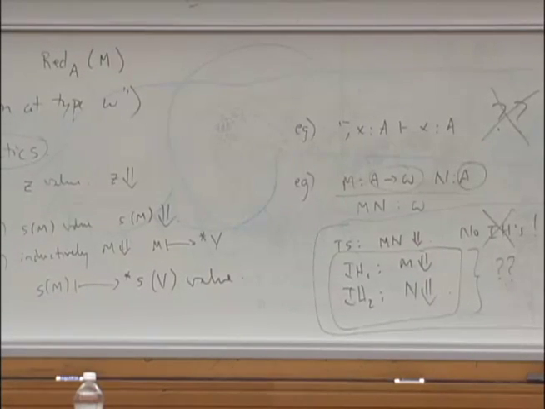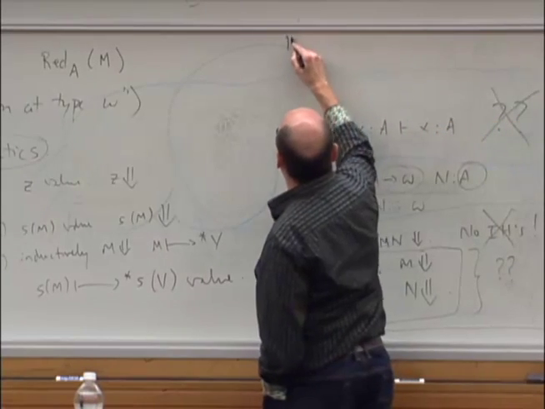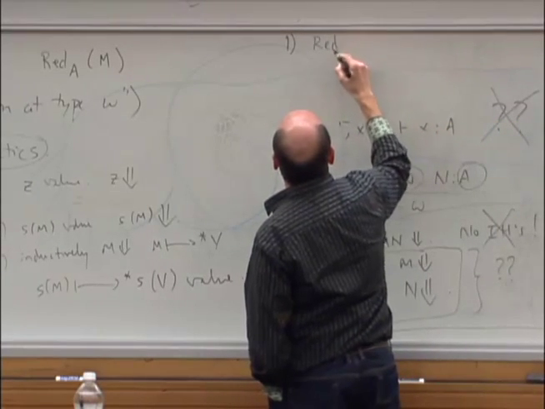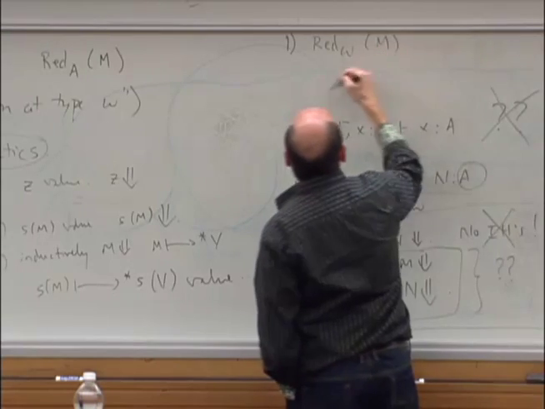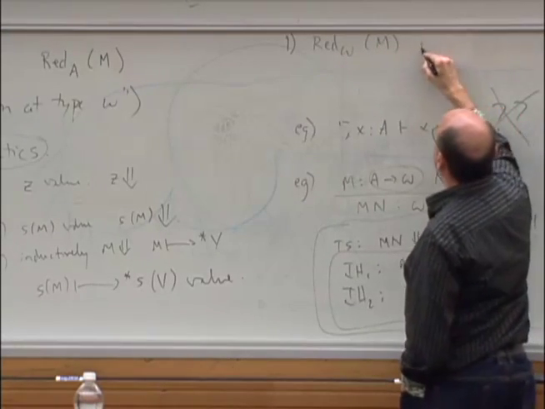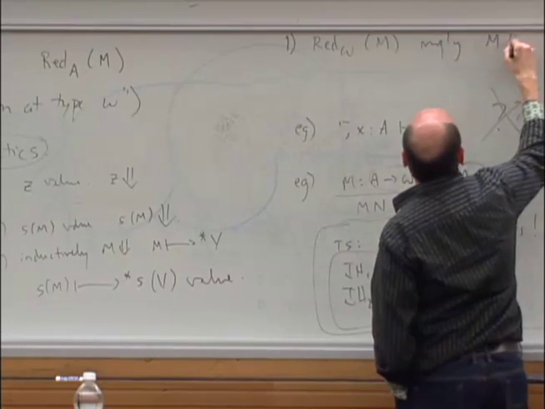Okay, so what would be the conditions on this thing? Well, I have to have some conditions. One is, if I want my theorem to be true, at least at type omega, and possibly more, I want this thing to imply that M terminates.